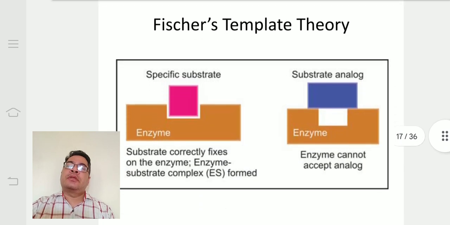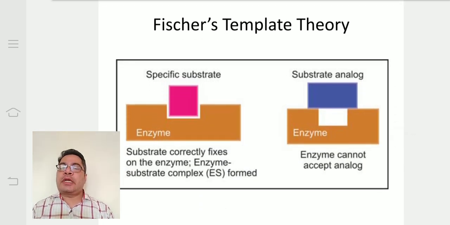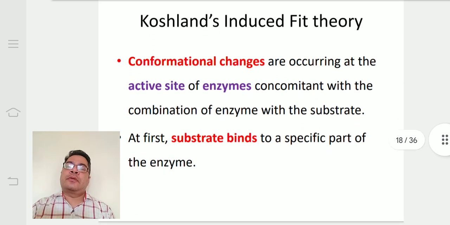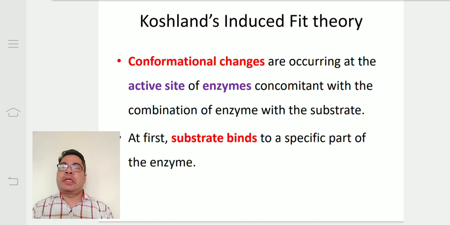Conformational changes occur at the active site of enzymes, concomitant with the combination of enzyme with the substrate. At first, the substrate binds to a specific part of the enzyme. This leads to more secondary binding and conformation changes. The substrate induces conformation changes in the enzyme such that precise orientation of the catalytic groups is effected.